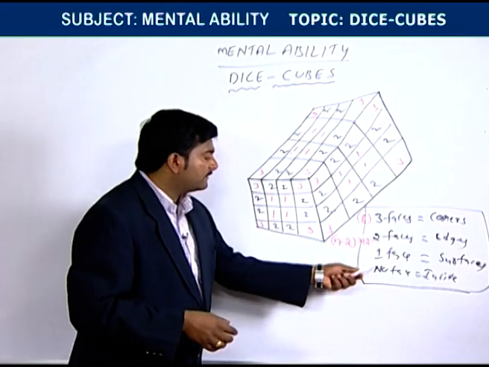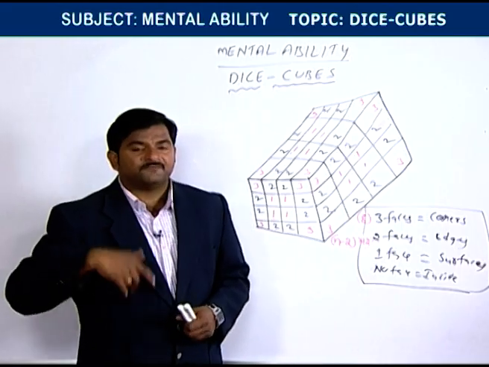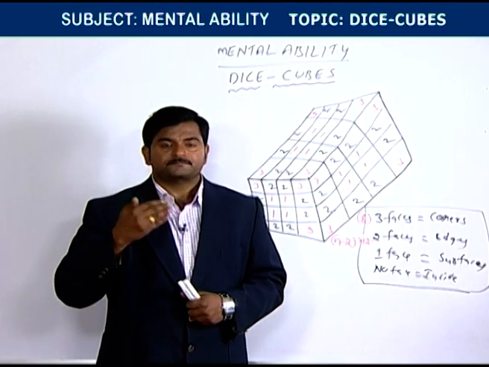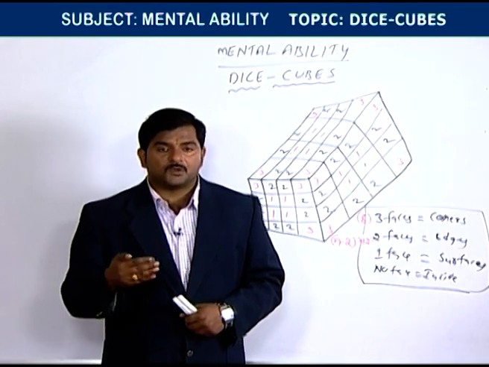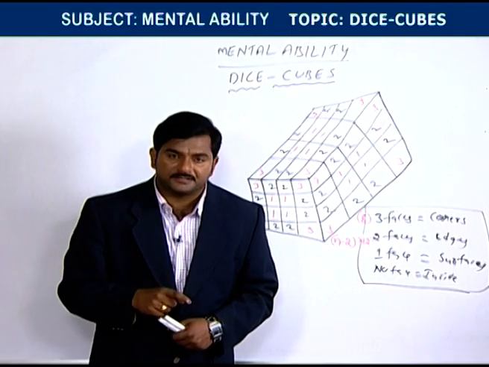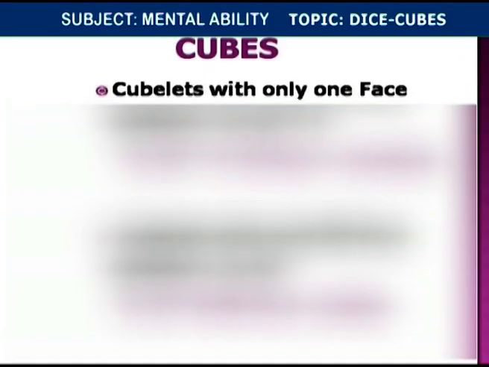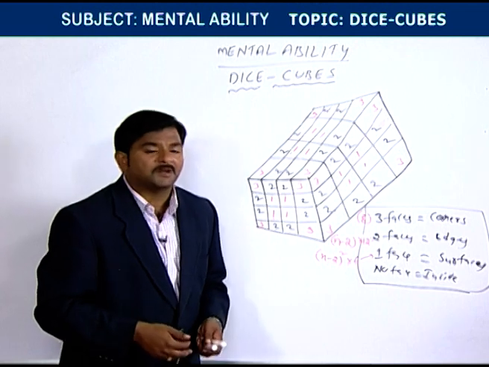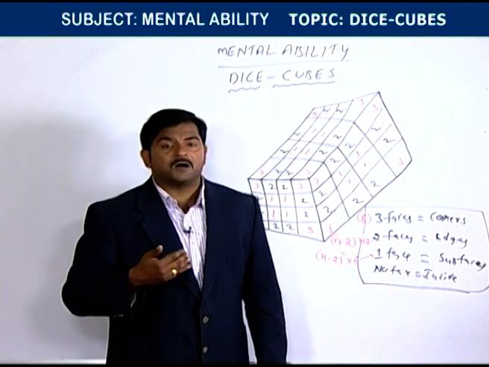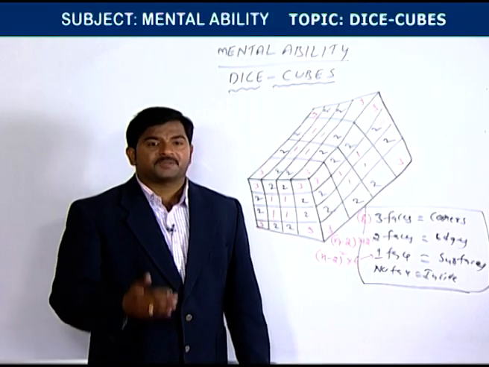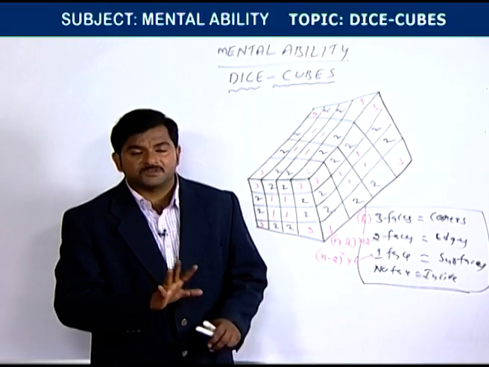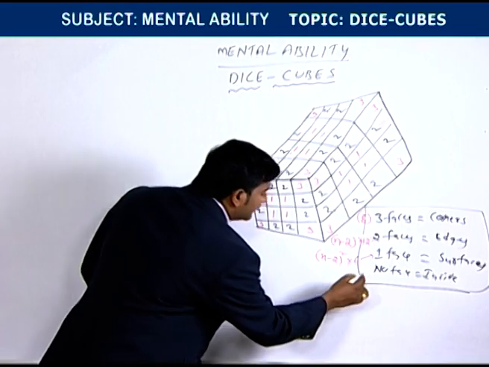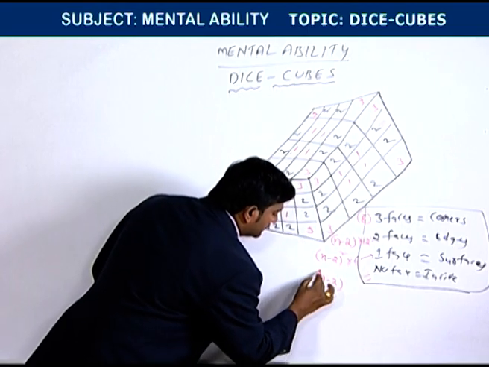Okay, so now we will go for the third point. It is about one face painted. The number of small cubes with only one surface painted is always equal to (n minus 2) whole square into 6. (n minus 2) whole square into 6. Okay, we will discuss what n is. Similarly, the number of small cubes with no surface painted is always equal to, simply, (n minus 2) whole cube.